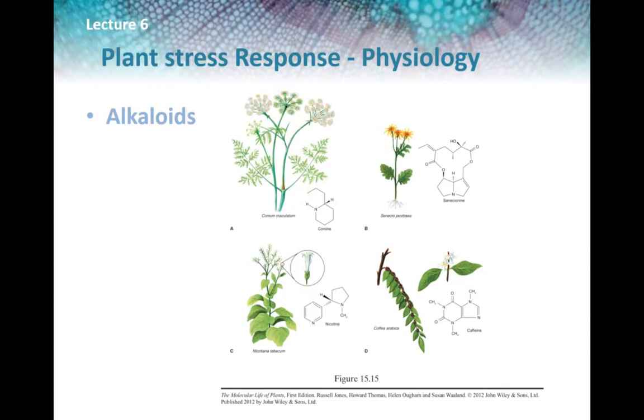An example of this is nicotine, shown in the figure, which is produced by Nicotiana tabacum as a potent insecticide against predators. Another example is caffeine, which is found in the leaves and seeds of cocoa, coffee, and tea plants. It is used by the plants as a chemical defense system against insects.